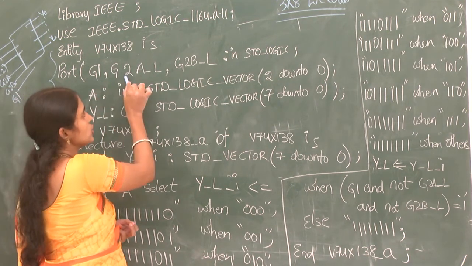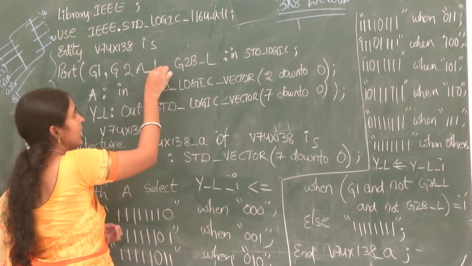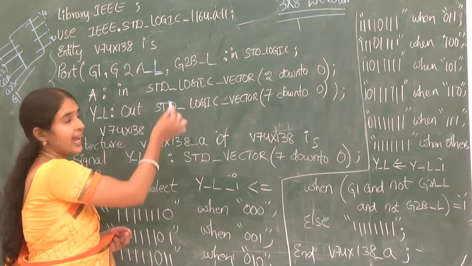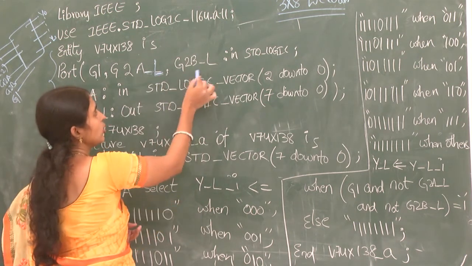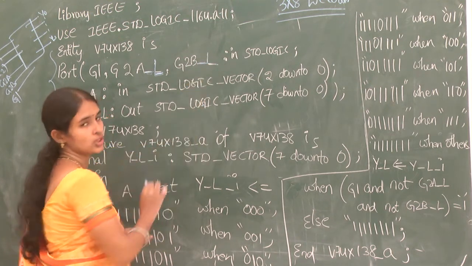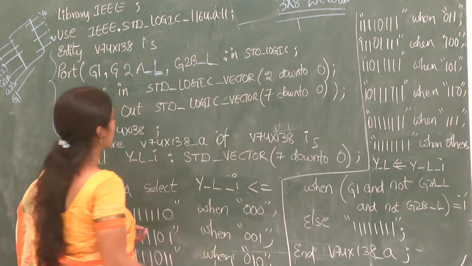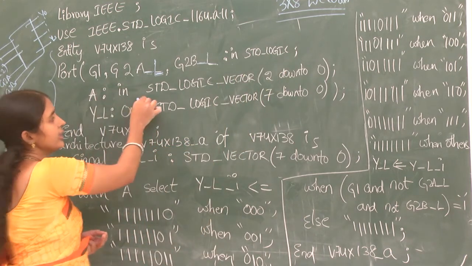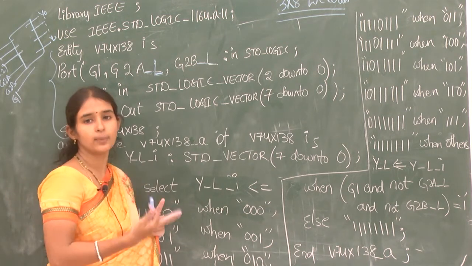Like G1, and G2A_L. As I have already said, this indicates your active low signal. That active low signal is represented with the suffix L. Over here also, you see G2B_L. This indicates your active low signals. These 3 are your input signals, in STD_LOGIC. And A is 2 down to 0, which indicates that A is taking 3 bits.